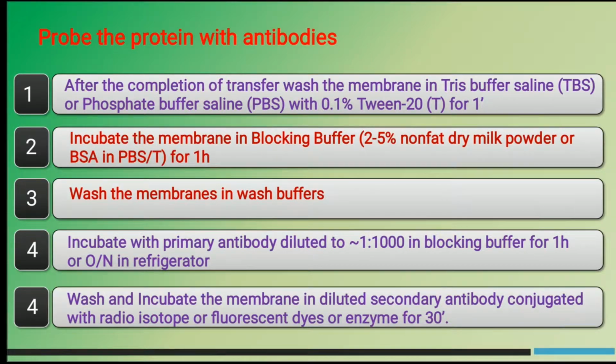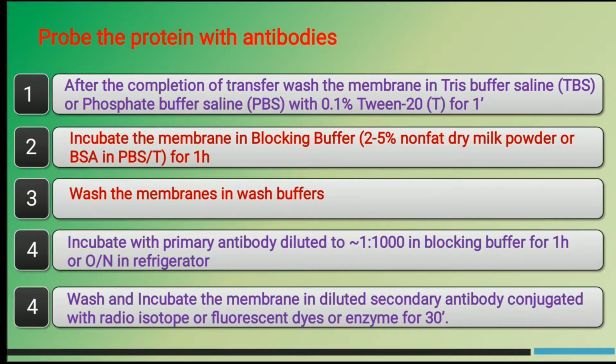Blocking buffer is made up of 2 to 5% non-fat dry milk powder or 1% BSA powder. This uniformly binds to non-protein regions of the membrane, so that during primary and secondary antibody incubations, non-specific interaction with the membrane is avoided. Once blocking is completed, the membrane is washed briefly with PBS or TBST buffer and kept on a shaker for 5 minutes, and the wash buffer is changed 3 more times.